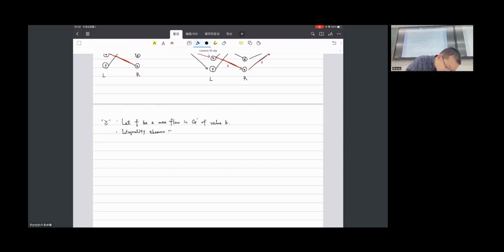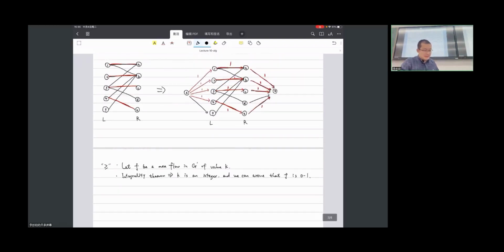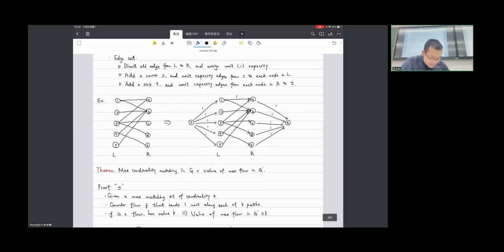That actually this K must be an integer. And actually we can assume that the value on each of the edges in this max flow here is actually a 0 or 1. This is because in this graph, all the edges have integer capacity. So the integrality theorem is actually going to work.